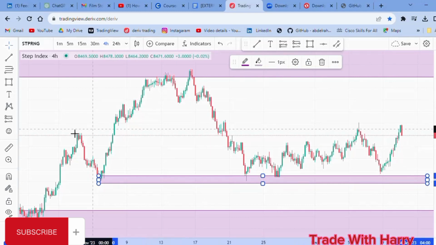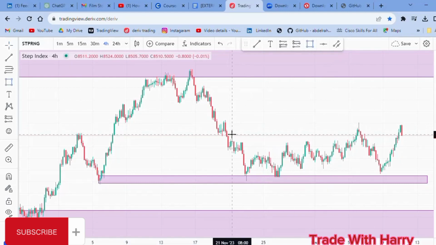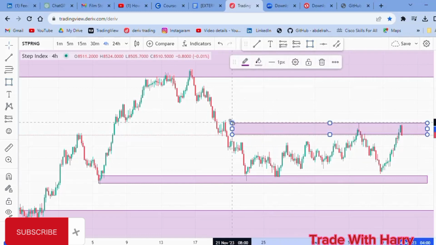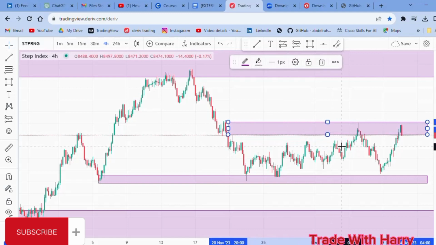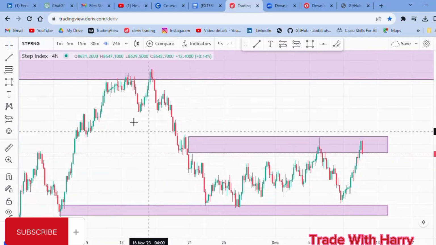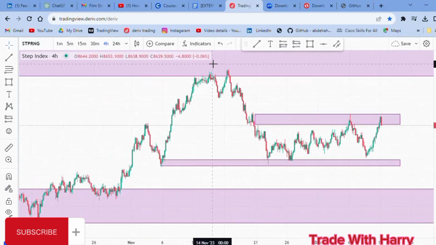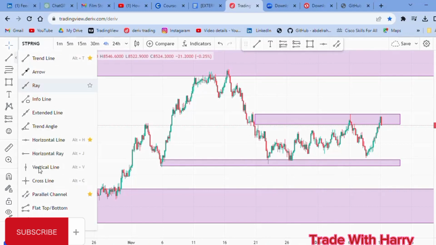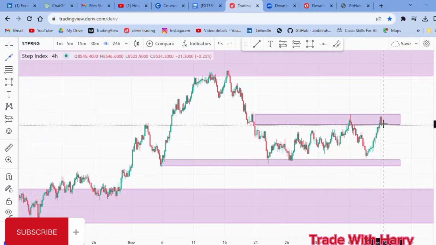Then also there's another one here. You see? Yeah. So basically this market is in a sell here, because always we found that it was in a downtrend. It has been rejected here. We are expecting this market to move. We are expecting the market to move in this direction here.